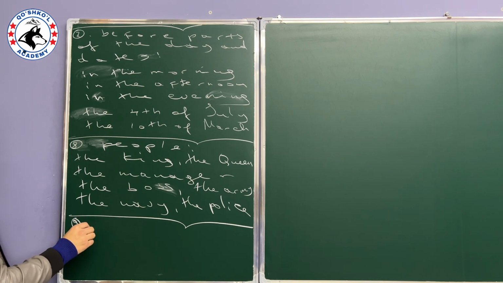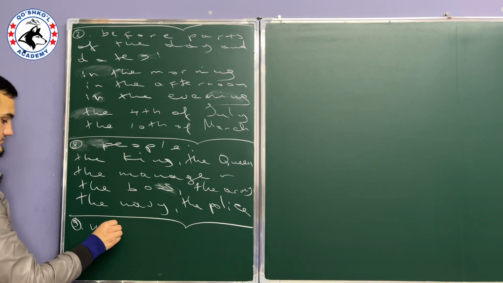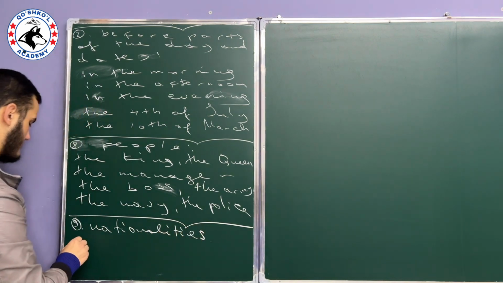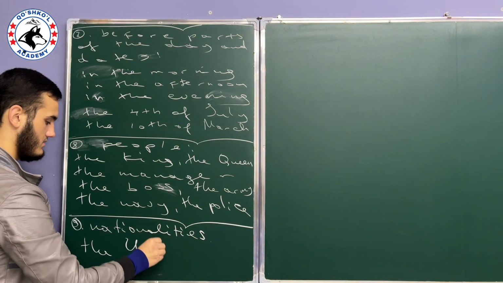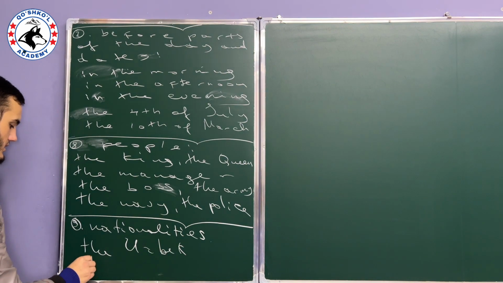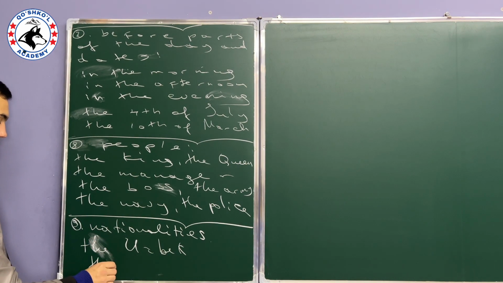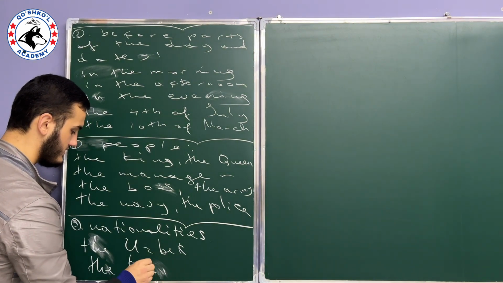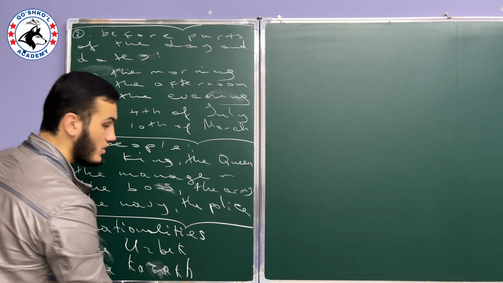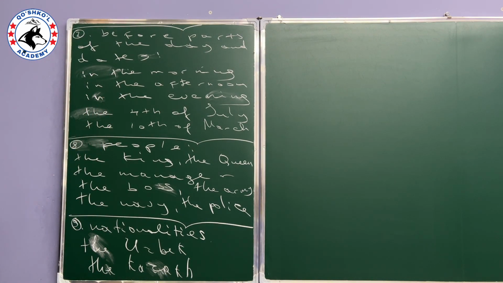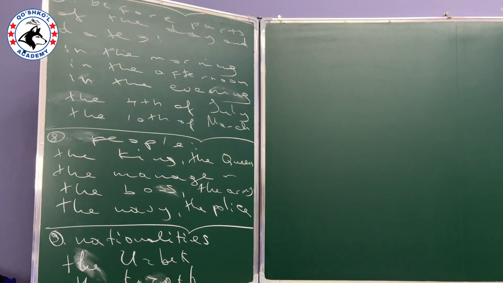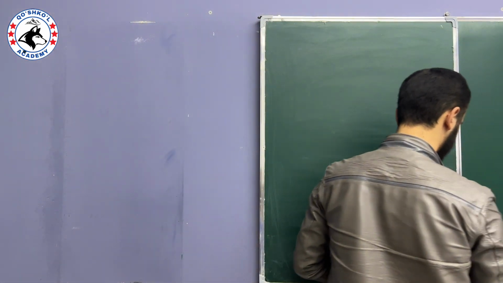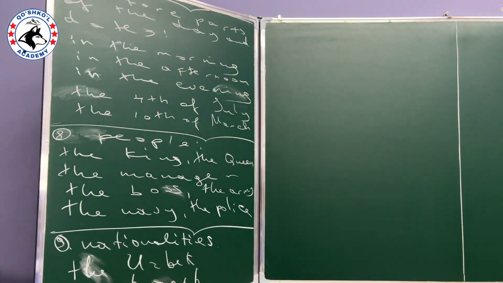Number 9. Before nationalities. The Uzbek as an example. Or the Kazakh, yeah? For instance. Qozog'lar, O'zbeklar, nemislar, fransuzlar, shpionlar, etc.